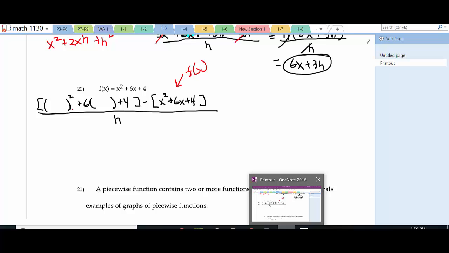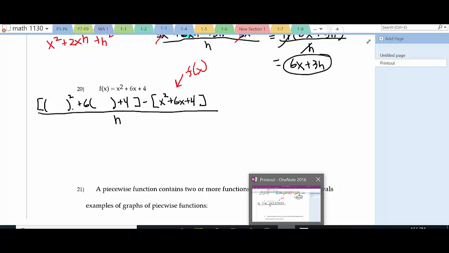Okay, go ahead. Don't forget about your 6x. That's going to be 6 times parentheses x plus h. I can't tell if you have it on your paper. So you're going to have x plus h squared plus 6 times x plus h plus 4 in that first big parenthesis, then subtract the function.